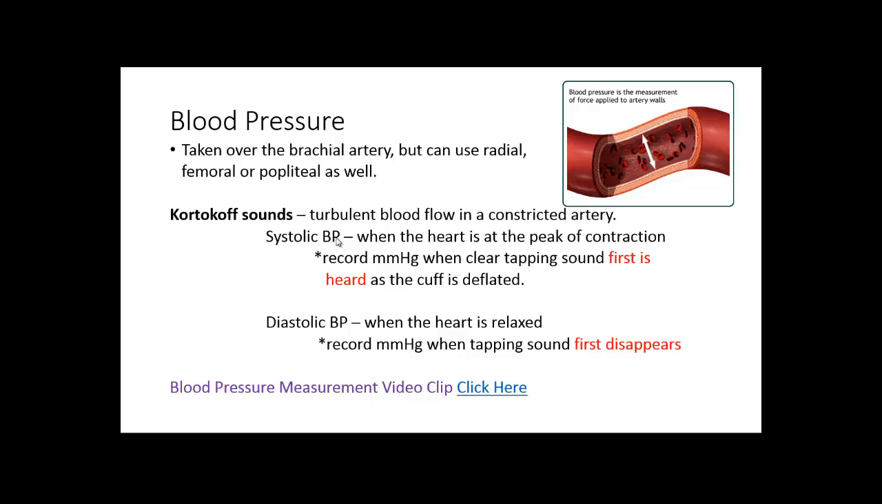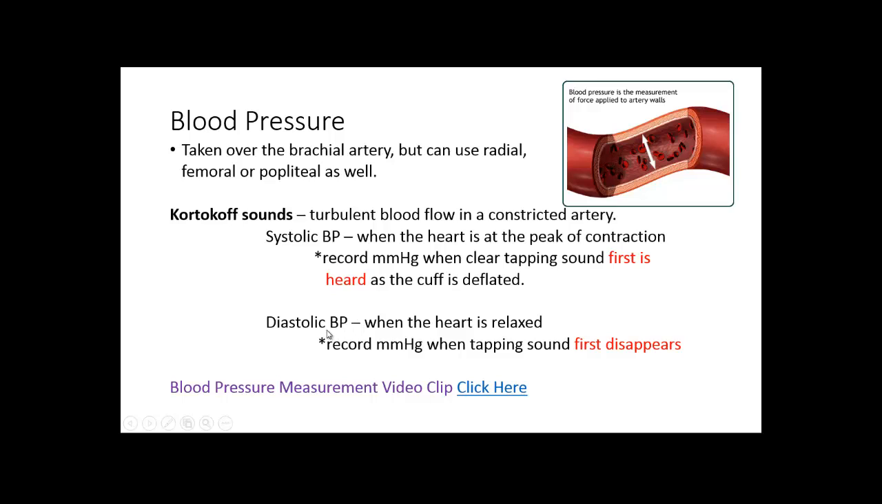That's when that force of blood will be able to make it through that constricted vessel as we're puffing up the cuff. And then the diastolic blood pressure is when that tapping sound disappears. So when a clear audible tapping sound first appears, we call that the systolic blood pressure, and the pressure when that sound disappears, we call the diastolic pressure.